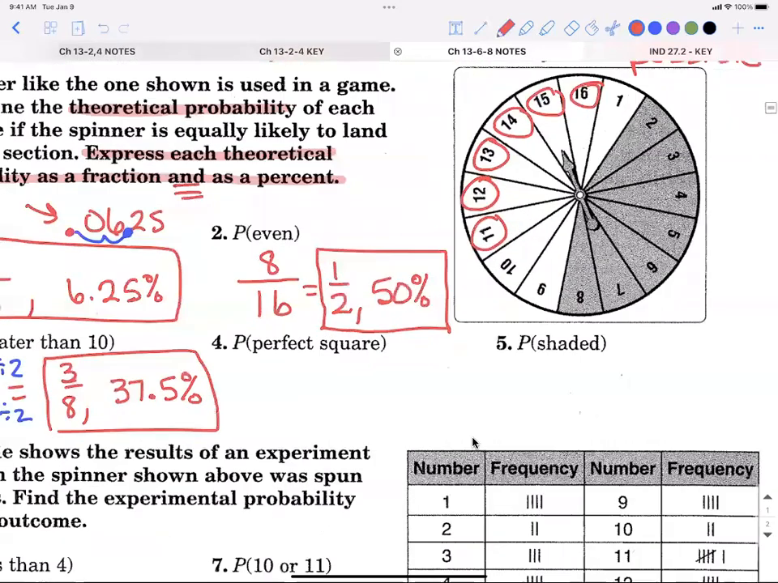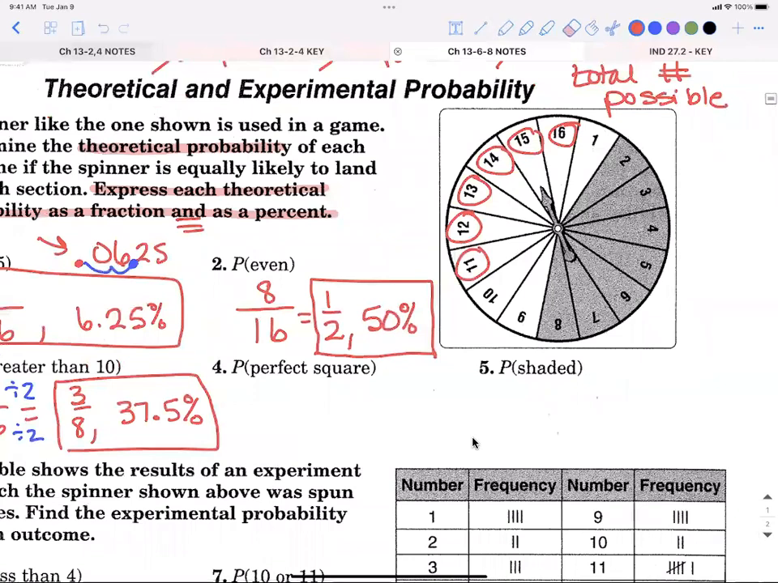All right, let's look at number 4. It says the probability of spinning a perfect square. I'm going to erase what we just did. Now, which of these numbers on here are perfect squares? Blake, tell me one. 9. Okay, 9's a perfect square. What else? Somebody else tell me one. Sophia? 16's a perfect square.